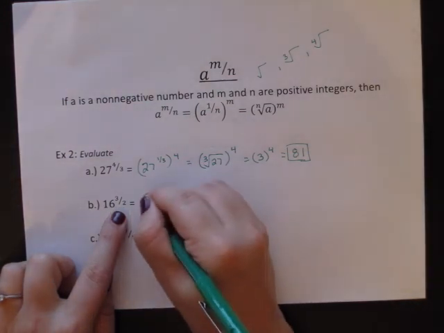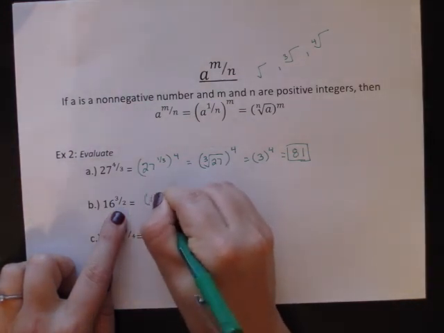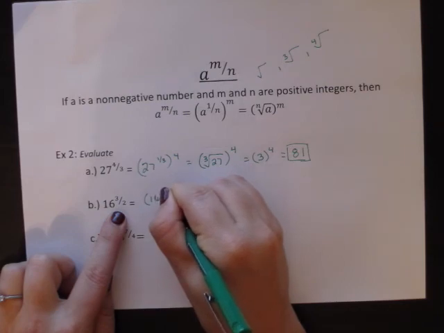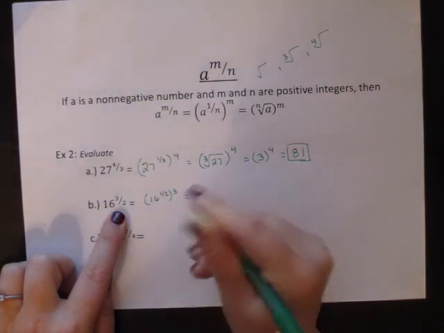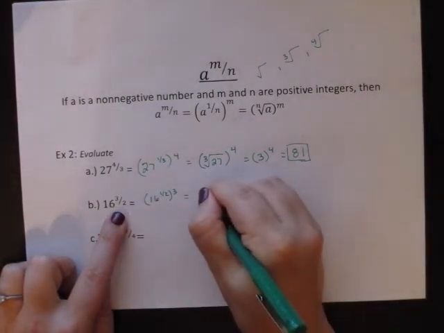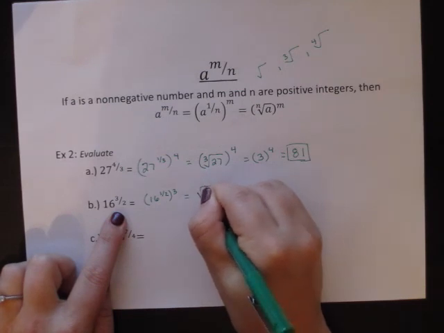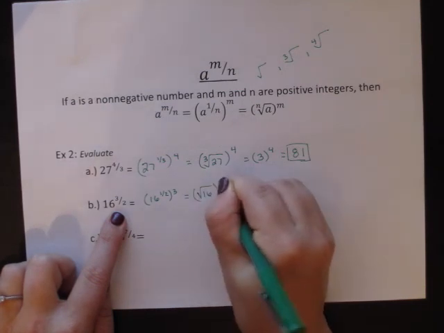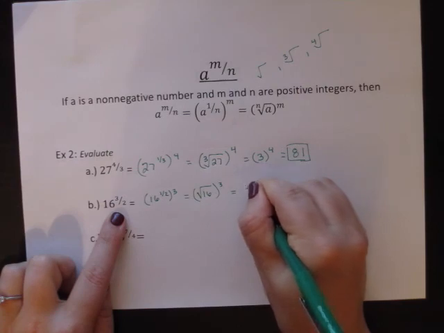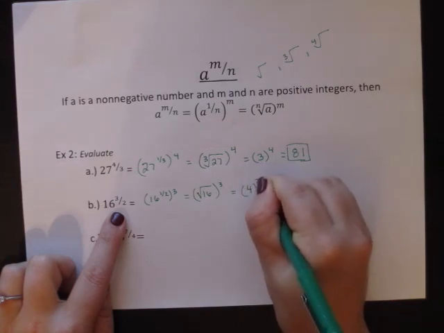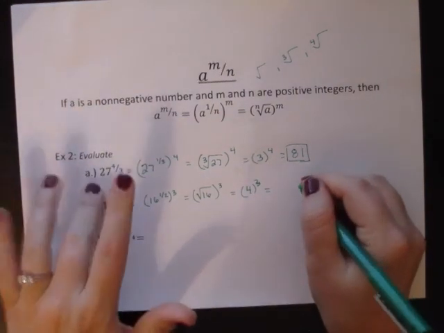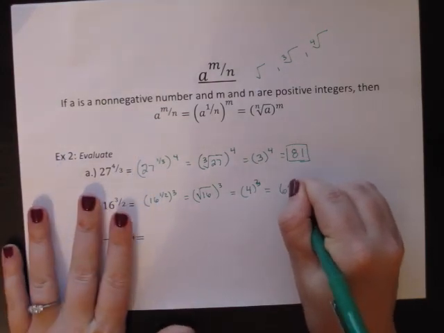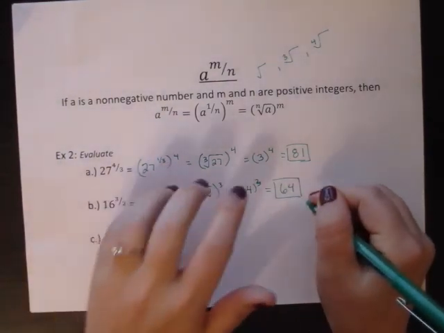So first thing that we want to do is pull out our numerator of the exponent. So we got 1 over 2 raised to the 3rd. So we literally pull that out. Then we change it to radical form. So this would be the square root of 16 raised to the 3rd. The square root of 16 is going to be 4 raised to the 3rd. And then 4 times 4 times 4 is going to leave us with 64 as our final answer.